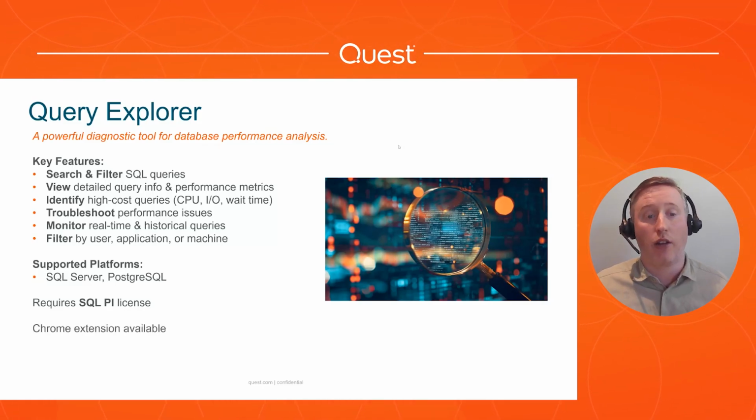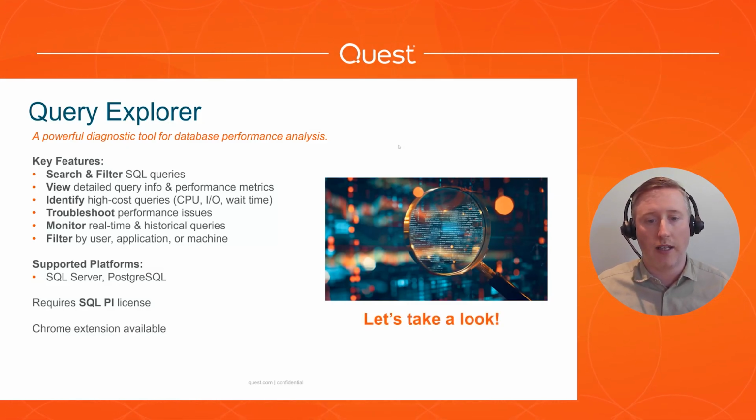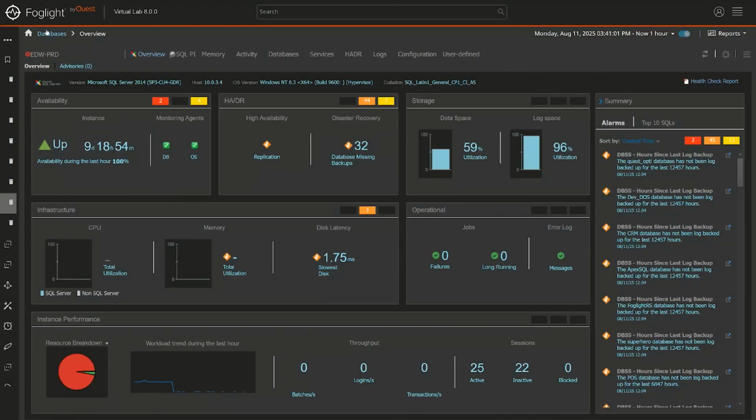And there's also a Chrome extension available, which I actually find really useful, especially if you're working in something like an application performance monitoring tool. You identify SQL there. You don't have to leave that tool. You can just pull up the Foglight extension, put that in, and it will run the investigation for you. So that's quite cool. Okay, so let's take a look.